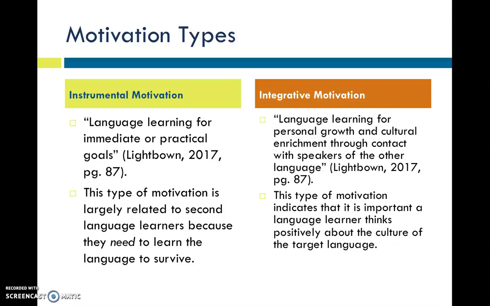There are two types of motivation: instrumental motivation and integrative motivation. Instrumental motivation is language learning for immediate or practical goals. This type of motivation is largely related to second language learners because they need to learn the language to survive. Integrative motivation is language learning for personal growth and cultural enrichment through contact with speakers of the other language. This type of motivation indicates that it is important that a language learner thinks positively about the culture of the target language.